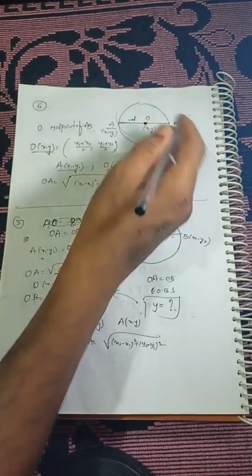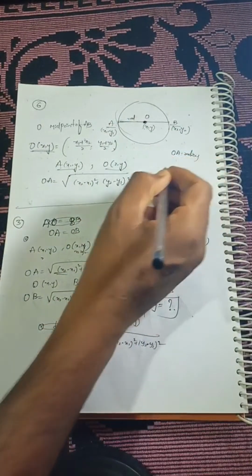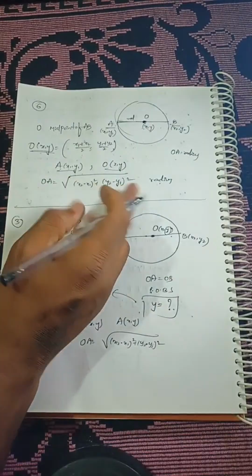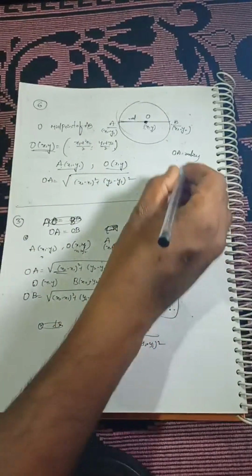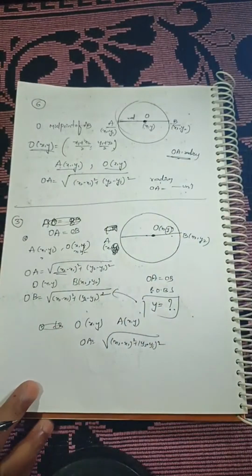There, OA will become the radius. What is that? OA will become the radius. Then do the distance between 2 points. Then you are getting the OA value, which we write as units. OA is nothing but the radius.